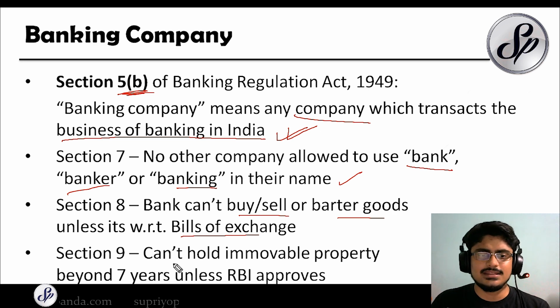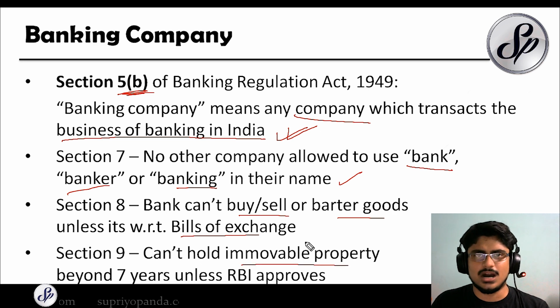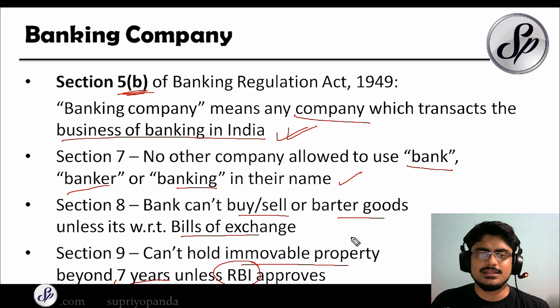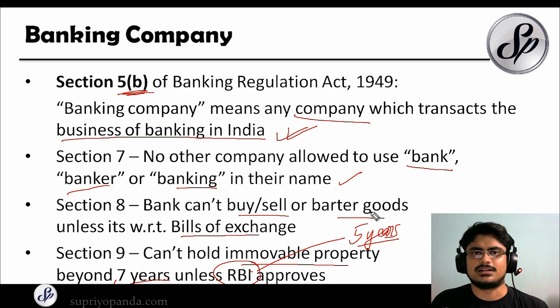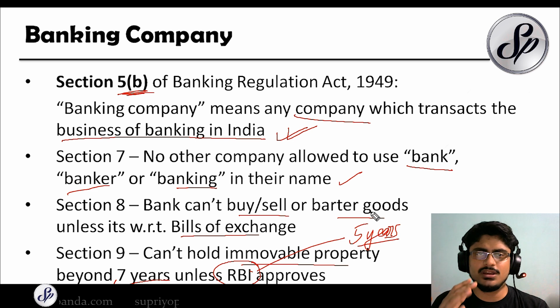And section 9 states that the bank cannot hold immovable property, so any houses or something like that, beyond 7 years unless RBI approves. So there is an exception: the maximum period normally for a bank to hold these properties is 7 years, but if RBI approves, then they can approve it for another 5 years. So remember this, that normally a bank can hold any kind of property for 7 years, but if RBI approves, then they can go forward with 5 more years. So it will be a total of 12 years.